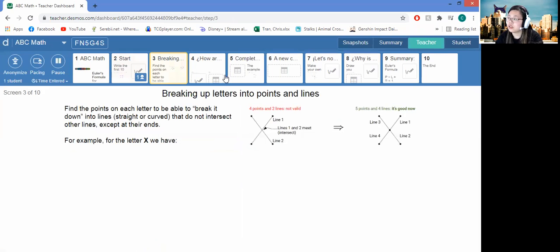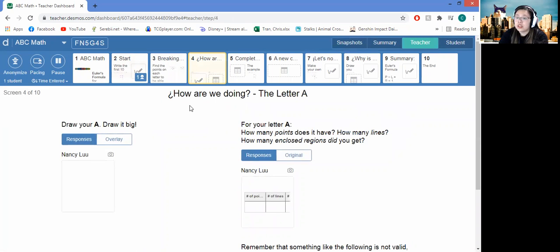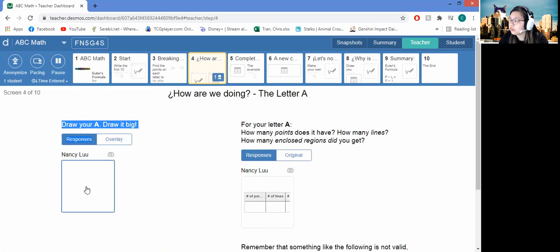Perfect. So we got that through. Now we're going to go to number four. I think this is just overall showing the individual parts. So as you can see, draw a letter A. So if you can, Nancy, just draw a big A on this section right here.